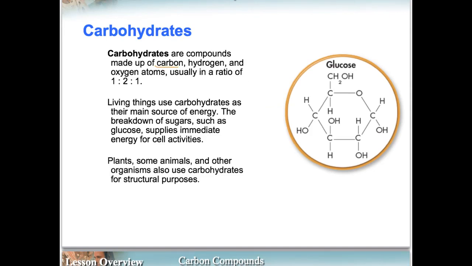Carbohydrates are compounds made of carbon, hydrogen, and oxygen, usually in a ratio of 1 to 2 to 1. Carbo for carbon, hydrate for the H2Os. Living things use carbohydrates as their main source of energy. The breakdown of the sugars, such as glucose, helps the cells have immediate energy. Plants, some animals, and other organisms use carbohydrates for structural purposes. Carbohydrates are typically our sugars.